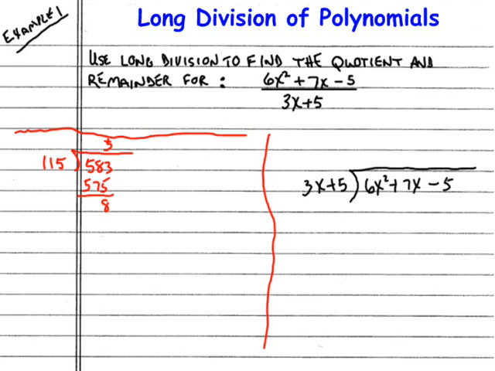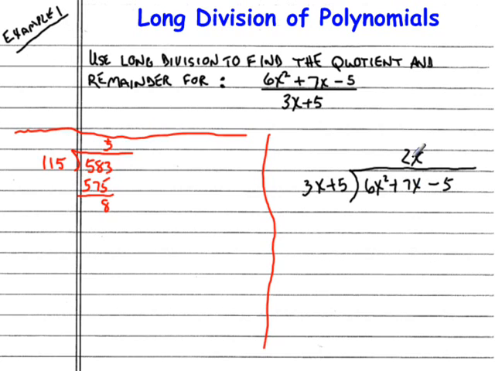Well, with polynomials, it's similar, but the idea of largest part has to do with the degree of the polynomial. So the largest part of the divisor is the term of largest degree. The largest part of the dividend is the term of highest degree of the dividend. So we're going to compare the 3x to the 6x squared, and we ask the question, what times 3x will create 6x squared? Or that is another way of asking, how many times does 3x go into 6x squared? Well, of course, it takes 2x times 3x to create 6x squared.